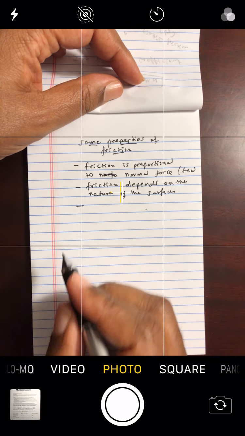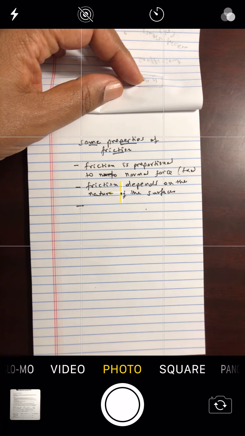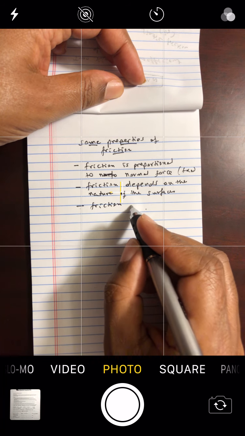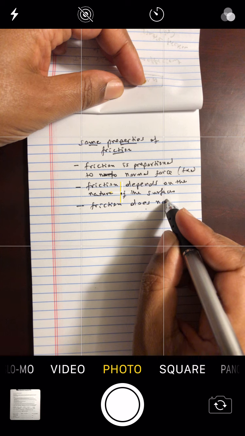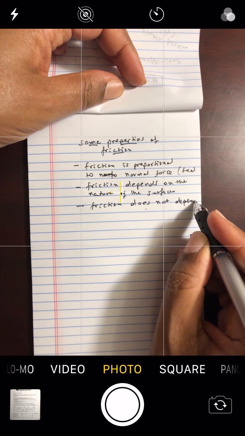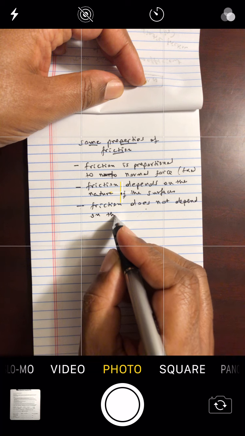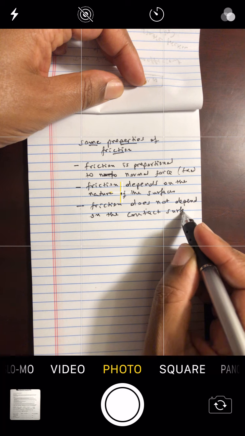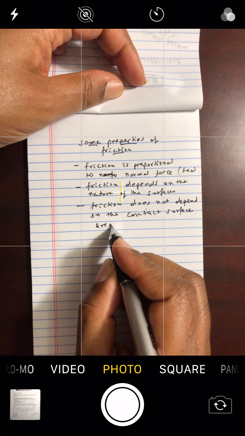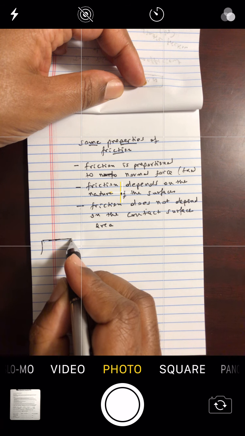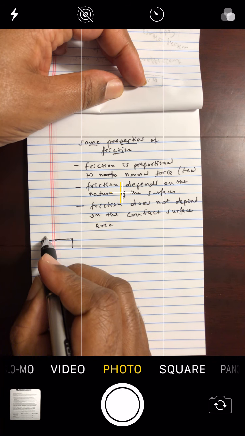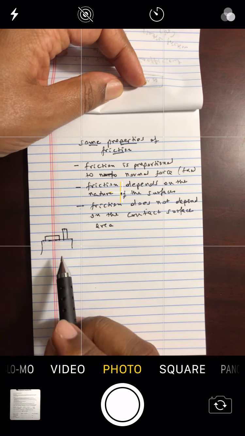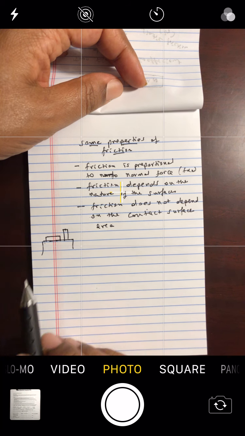The other property is that friction does not depend on the contact surface area. Let's say you're trying to slide a book on the surface. Whether you put the book like this or you put it like this, the friction will be the same. It doesn't depend on the contact surface area.